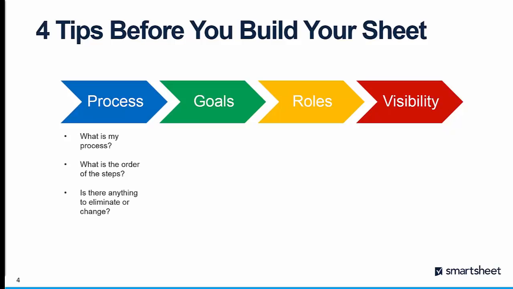So the first thing is you do want to understand, what is that work process that I'm trying to build in this sheet in Smartsheet? What are those steps in that process in order? And is my process the most effective the way it is today, or are there things I may want to change about that process? So really clearly define some of those things in your process that you want to put into Smartsheet first.